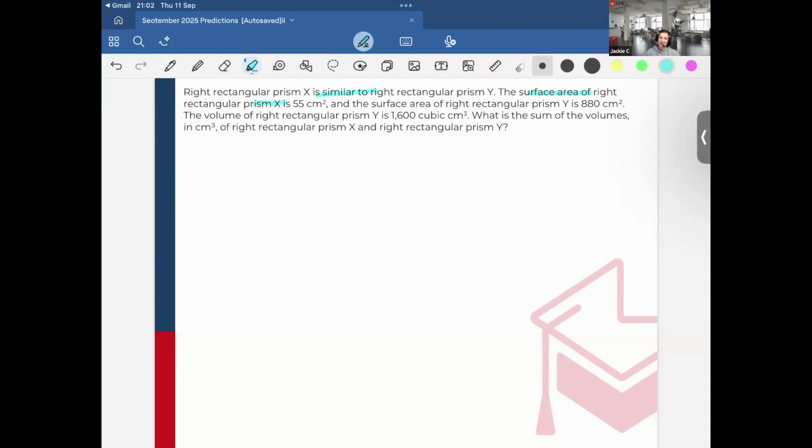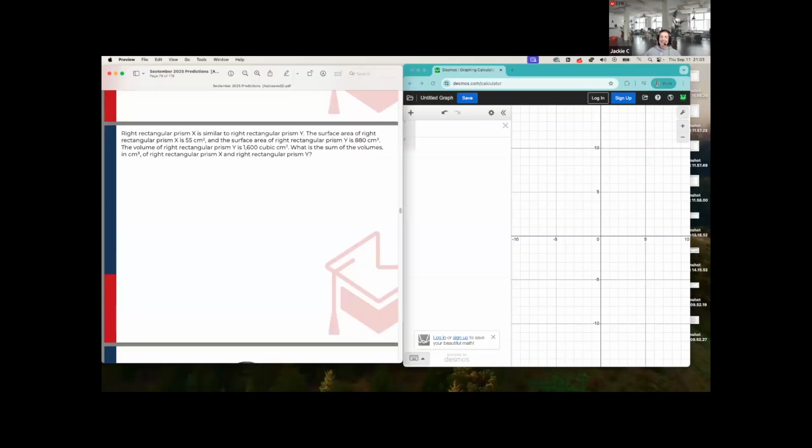Let's first look at Desmos and then I'll show it on paper. Okay, so here we go. So scale factors. Remember that we can find the ratio between the two prisms. So in this case, I'm going to take the square root of rectangular prism Y, so 880, and then the square root of 55, and I'm dividing them and taking the square root because remember areas have a scale factor of k squared. And what this tells me is that the scale factor is actually 4.